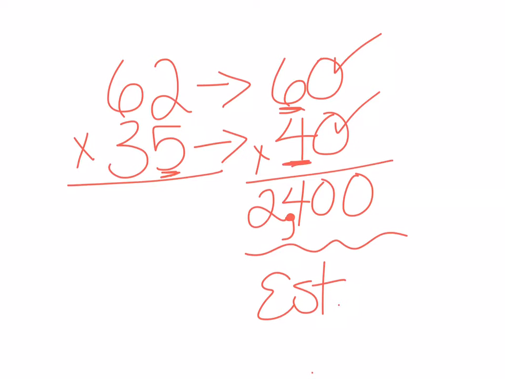Okay. Now, we're going to do the exact answer, and I want you to pause the video now, and I want you to do the first row, which is 62 times 5. Okay? Pause it. Okay, let's see if you did it the way I did it. 5 times 2 is 10. Put down the 0, carry the 1. 5 times 6 is 30, plus this 1 gives us 31.